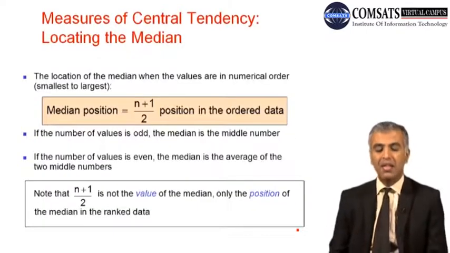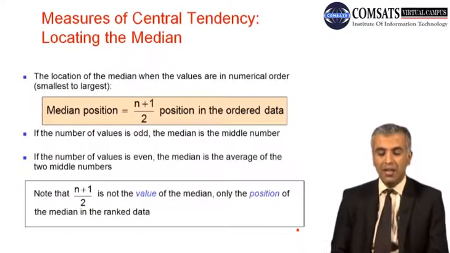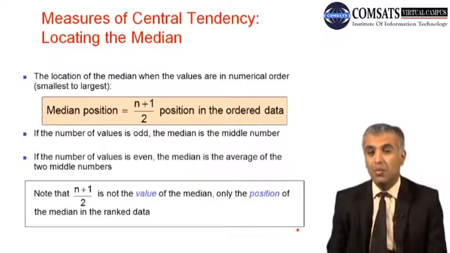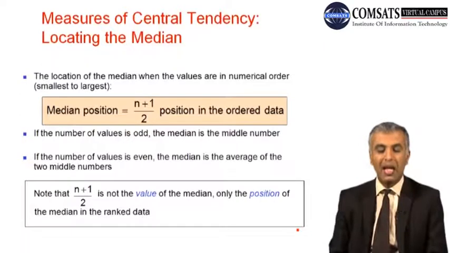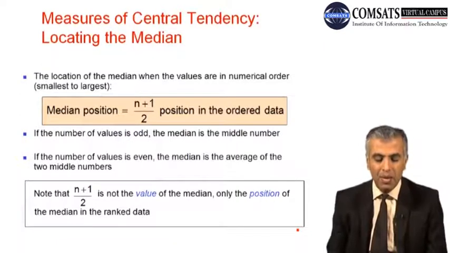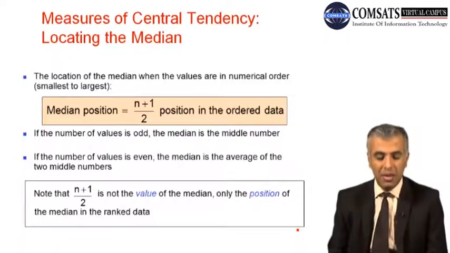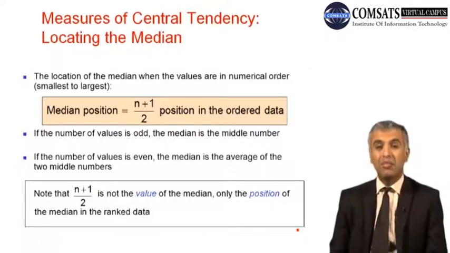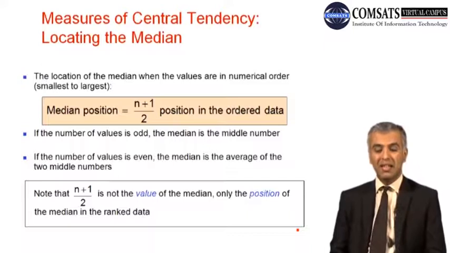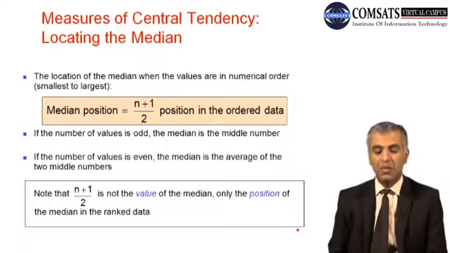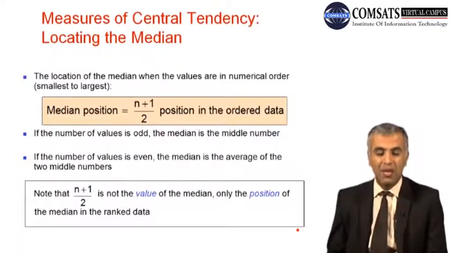Then if the number of values is even, then the median is the average of the 2 middle numbers. So here n plus 1 divided by 2 basically gives us the position of the median. Again it must be stated here that it does not report the value, but the position of the median in this case. So we have to be careful in this regard.